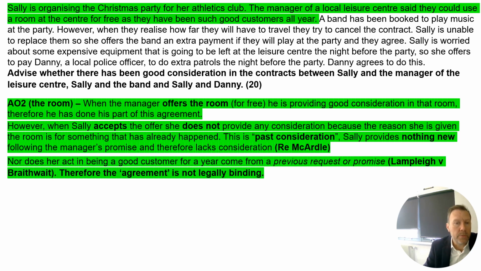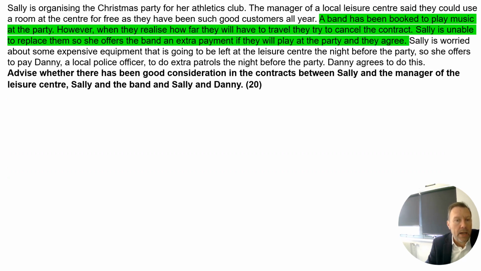So that then provides you with your first bit of AO2 for the first scenario. And it's quite simple. The second bit is where she books this band to play music at the party, and then when they realise how far they will have to travel, they try and cancel the contract. She's unable to replace them, so she offers them extra payment. Okay, and again, if you've studied this topic in reasonable detail, you're saying to yourself, I know what they're doing here, and I need to relate the law to that.